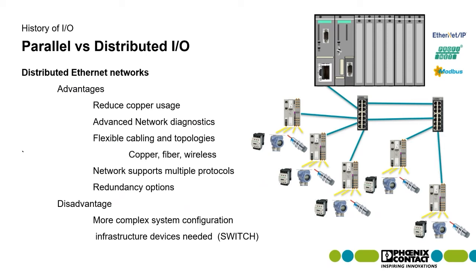Ethernet is Ethernet. Ethernet was built to be open. Ethernet doesn't care what protocol is running across it. It's just Ethernet. Whether it's Ethernet IP, whether it's Profinet or Modbus, it's still just Ethernet. So the system and the cabling are all identical.